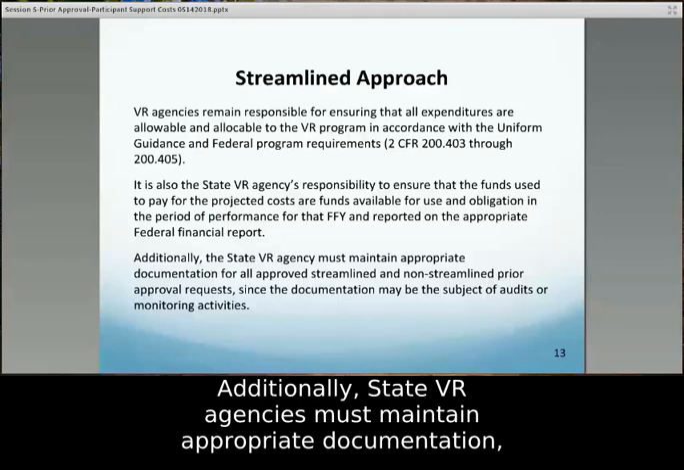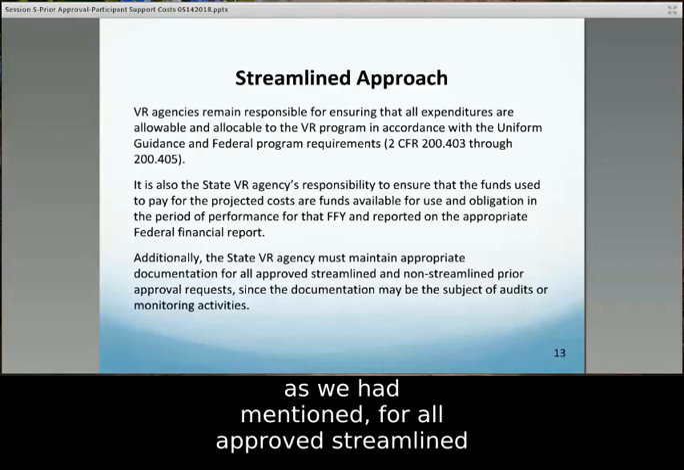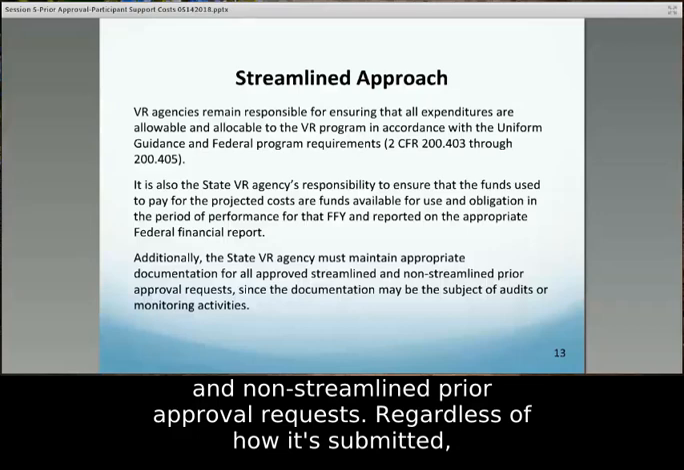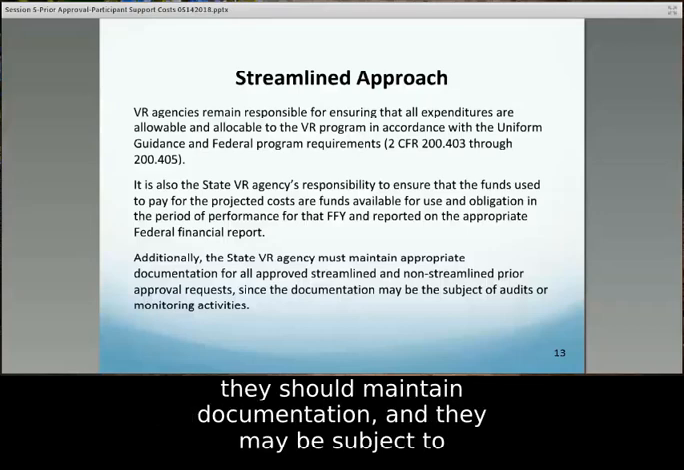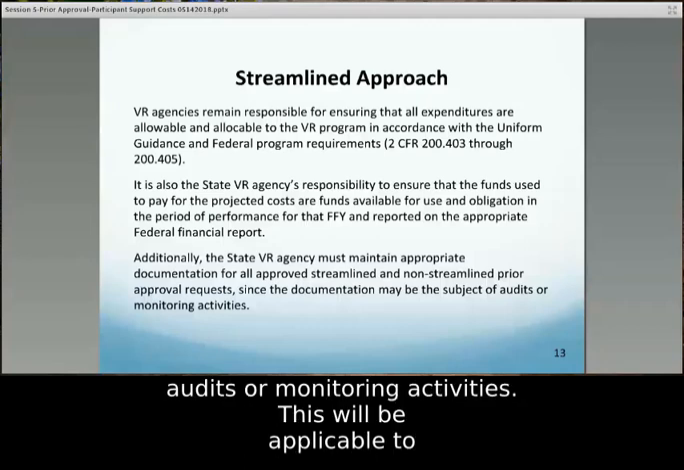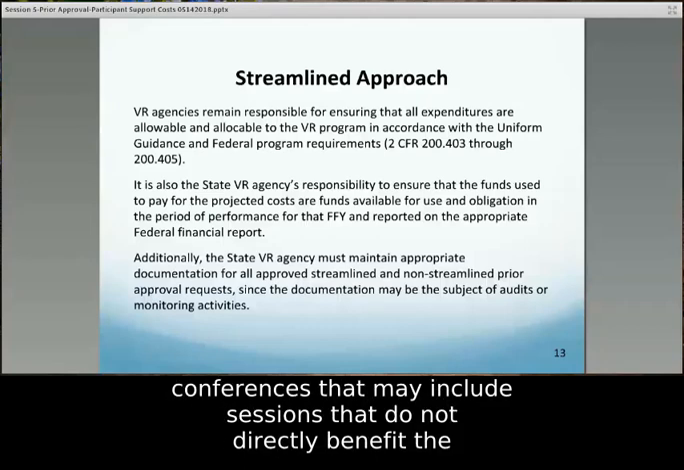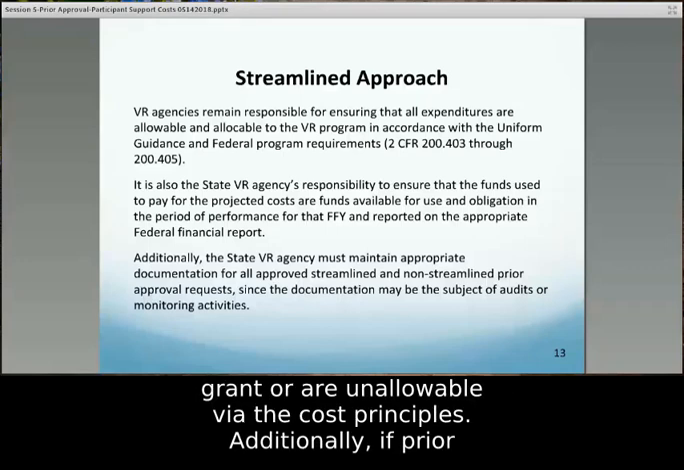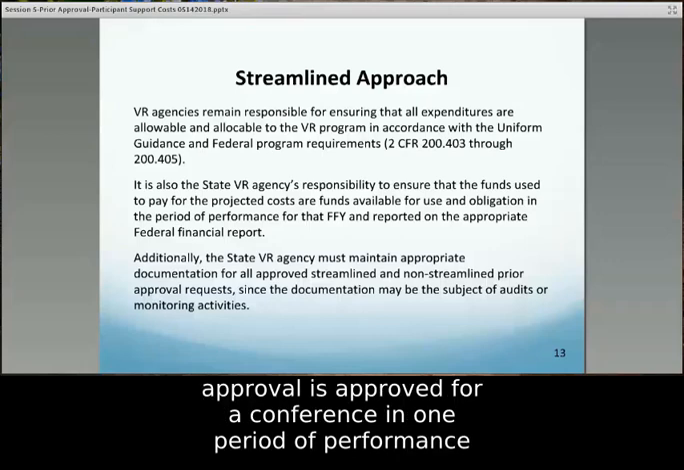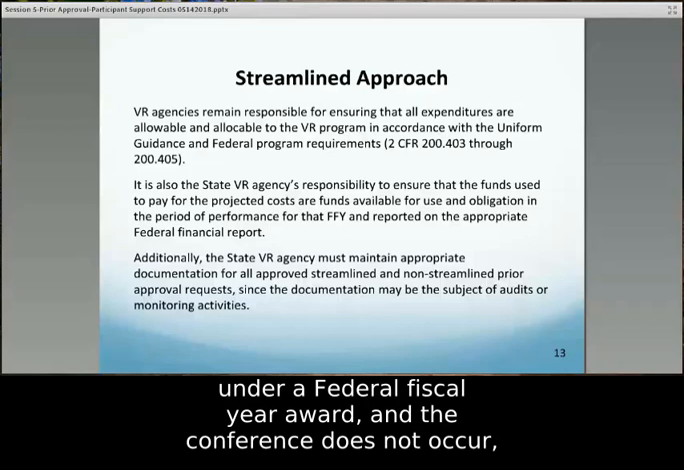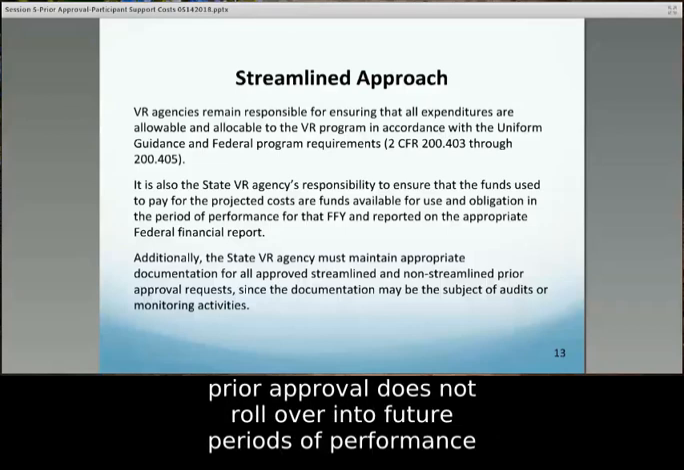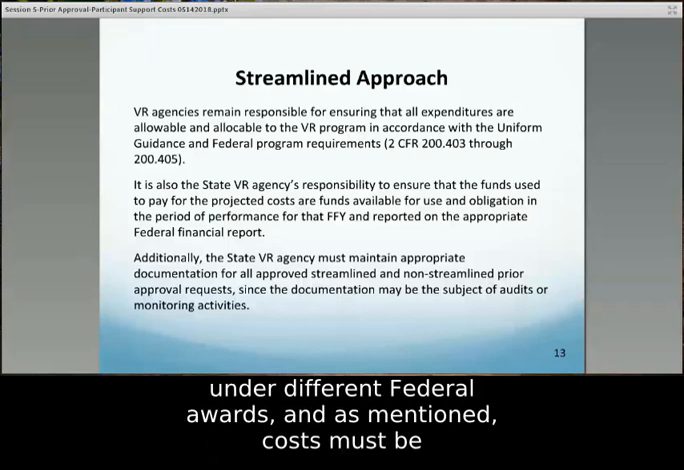Additionally, state VR agencies must maintain appropriate documentation, as we had mentioned, for all approved streamlined and non-streamlined prior approval requests. Regardless of how it's submitted, they should maintain documentation, and they may be subject to audits or monitoring activities. This would be applicable to conferences that may include sessions that do not directly benefit the grant or are unallowable via the cost principles. Additionally, if prior approval is approved for a conference in one period of performance under a federal fiscal year award, and the conference does not occur, prior approval does not roll over into future periods of performance under different federal awards.